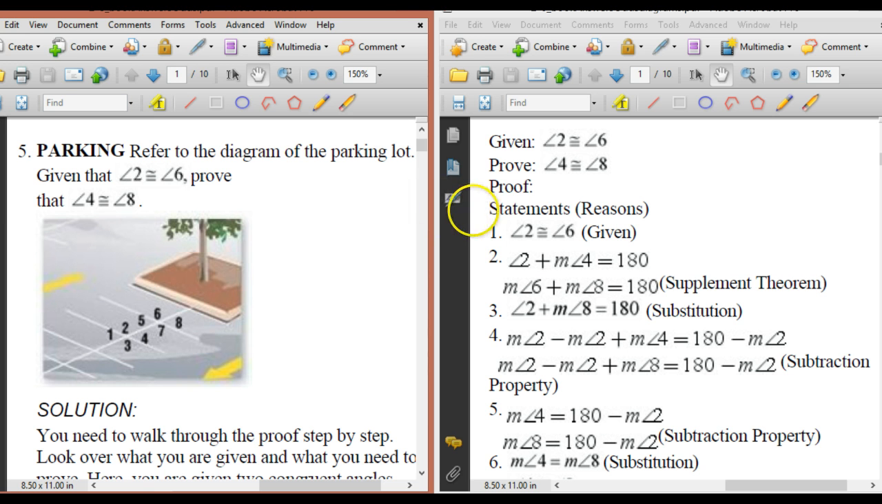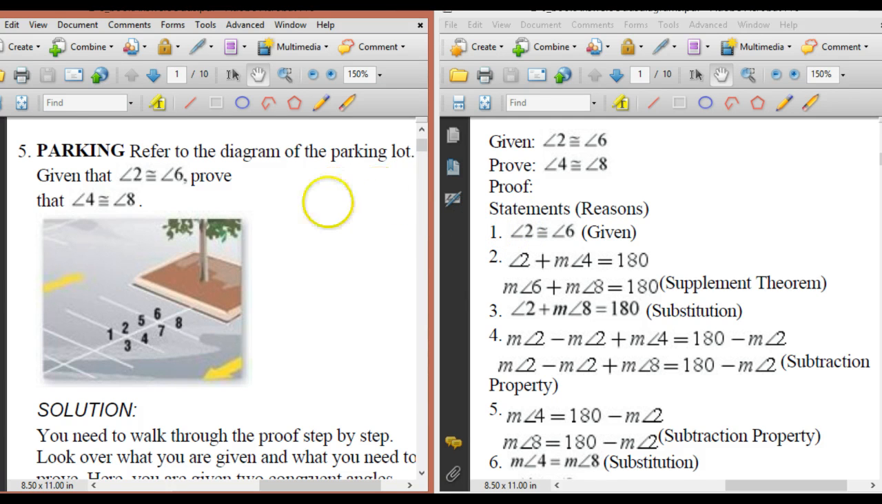So that's by substitution. Now from here, we have 2 plus 4 is 180, and 2 plus 8 is 180. We want to get 4 and 8 by themselves, and we want to get them equaling the same thing. So we could subtract the measure of angle 2 from both sides, and then 4 would be by itself, and 8 would be by itself. That's what we're going to do next. We're going to take this equation and subtract the measure of angle 2 from both sides.